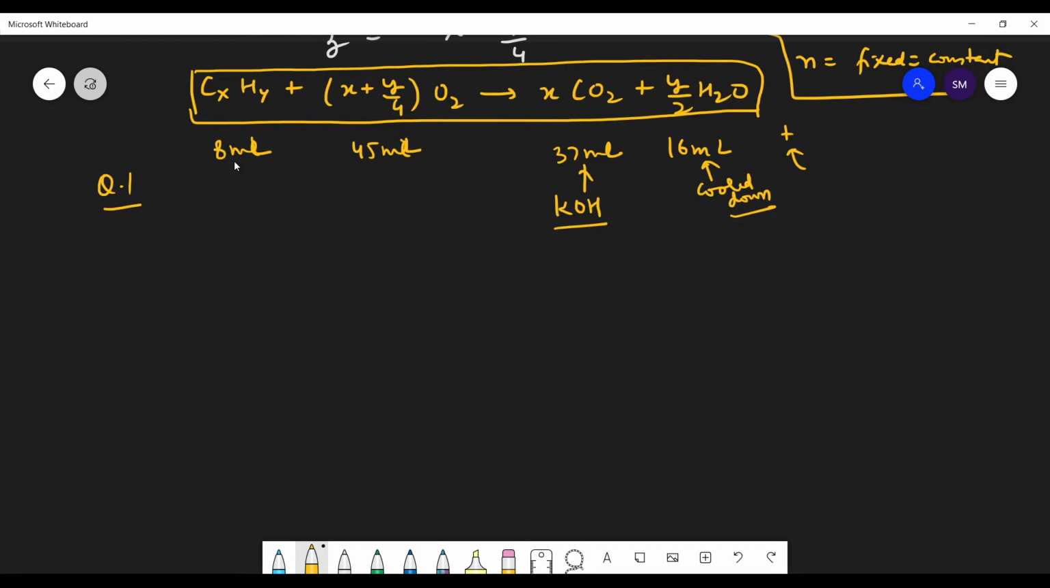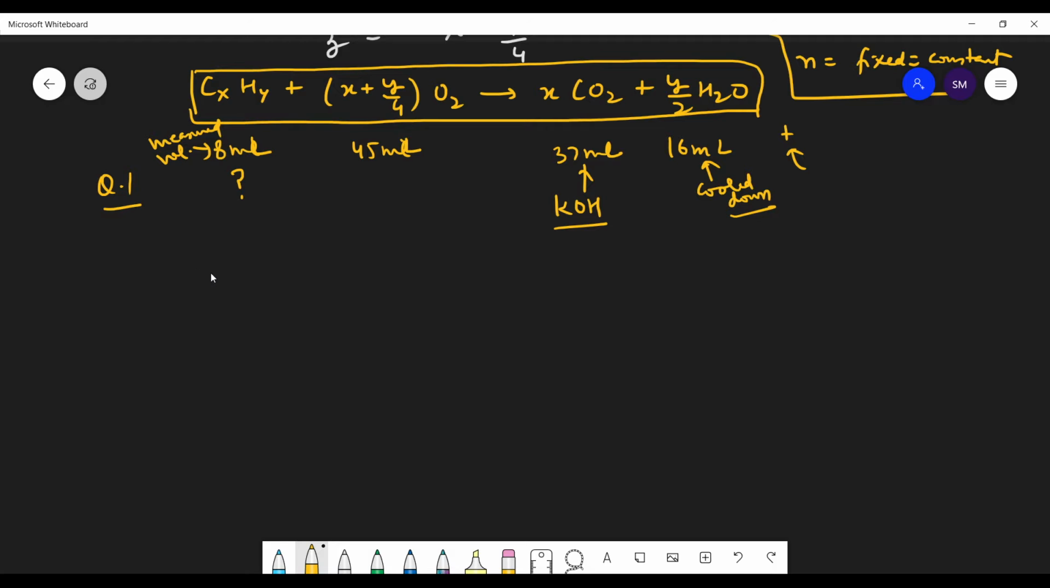So find the formula. In all the questions you have to do only one thing: find the formula for CXHY. And in all the questions, students, a measured volume of hydrocarbon is introduced. Okay, fine. So how to find it?